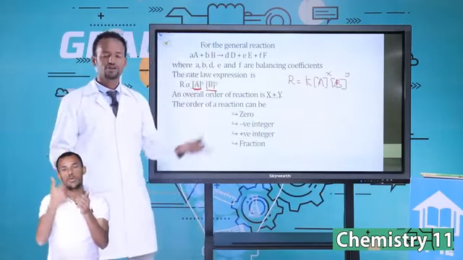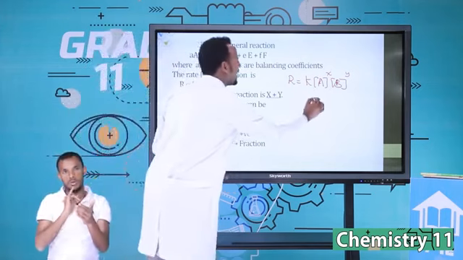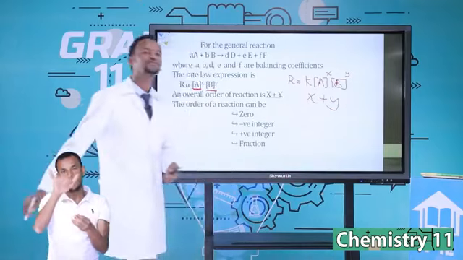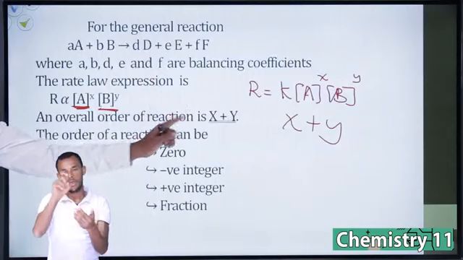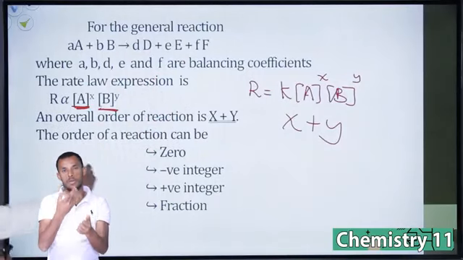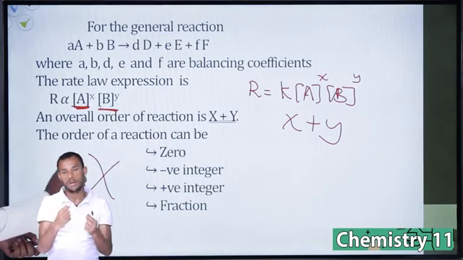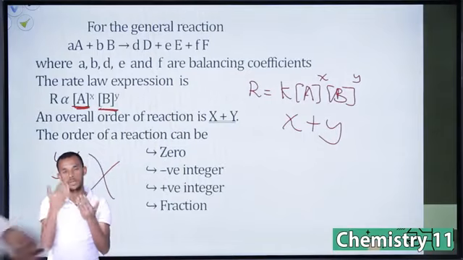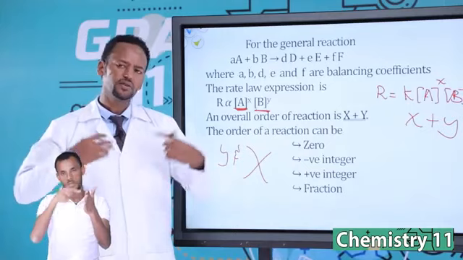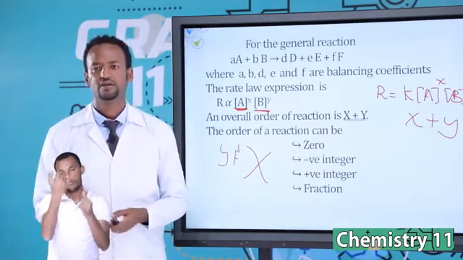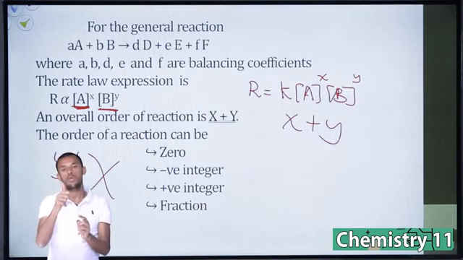What is the overall order of the reaction? The overall order is X plus Y. Simply, X plus Y is the order of the reaction. The order of the reaction, or simply X, may be 0. Zero is possible, not only for X but also Y. A negative integer is possible, a positive integer is possible, and a fraction is possible. This is the order of reaction, but X is not the stoichiometric coefficient.